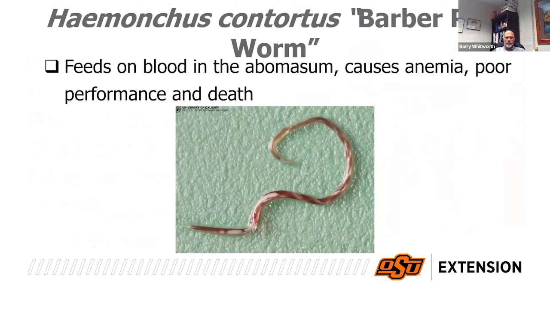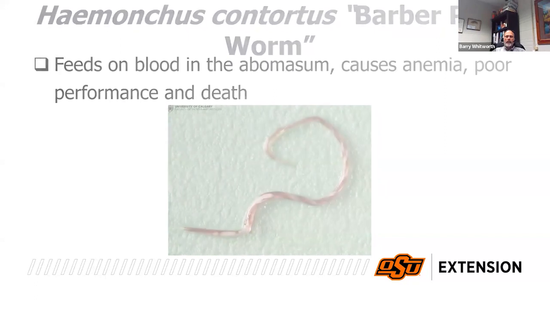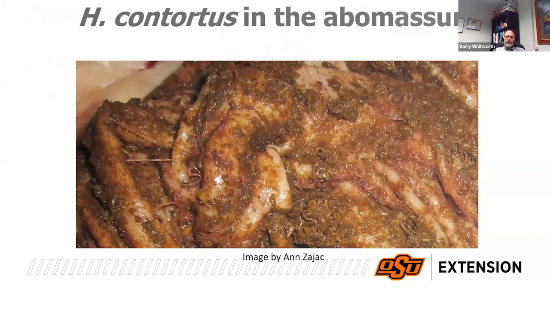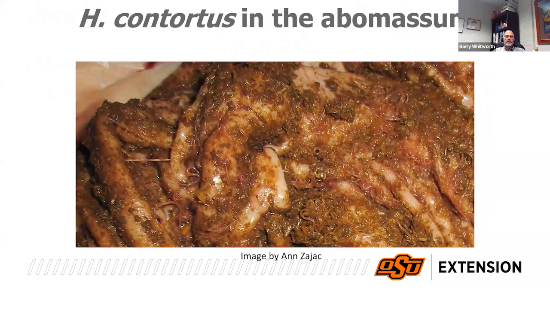Haemonchus contortus, as we said, it's a bloodsucker, causes anemia, performance issues, and death. This is a bad worm, okay? If you can see this picture here, you can see these little worms in that abomasum.